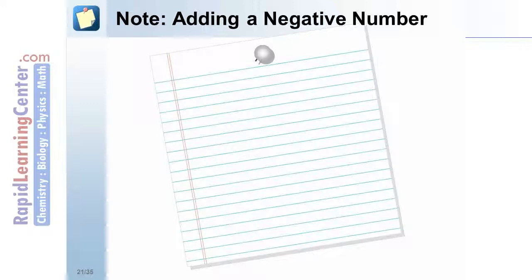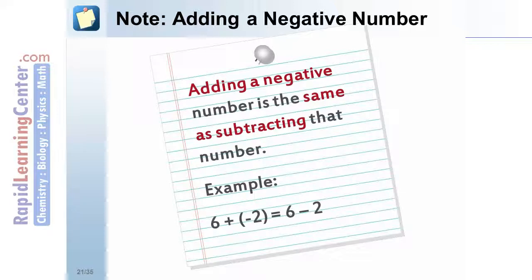Note: adding a negative number. Adding a negative number is the same as subtracting that number. For example, 6 plus negative 2 is the same as 6 minus 2.